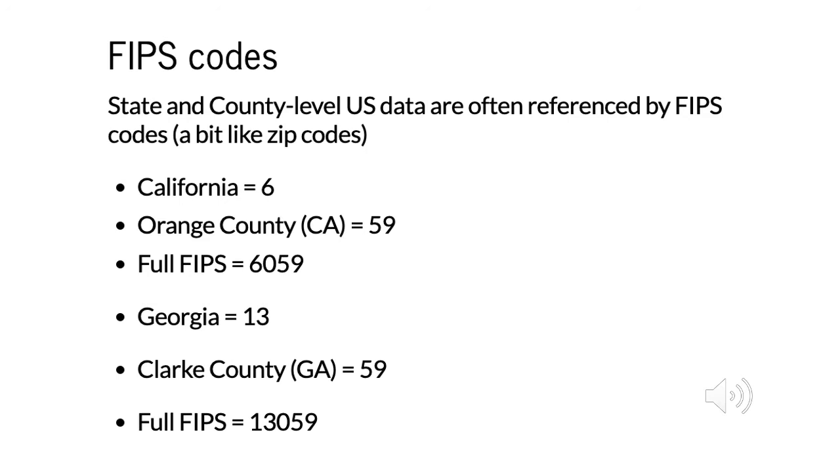You see another example of Clark County here in Georgia, which has FIPS code 13059. So the FIPS code can be in total either 4 characters long or 5 characters long.